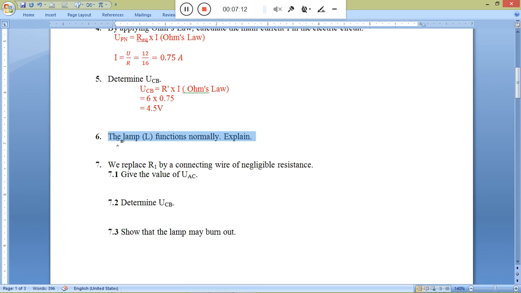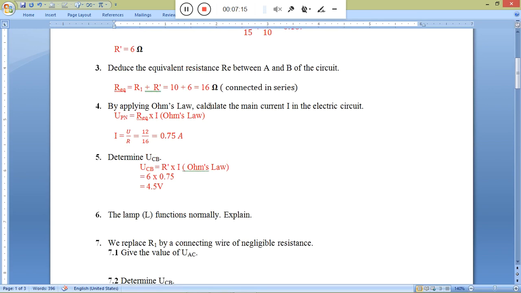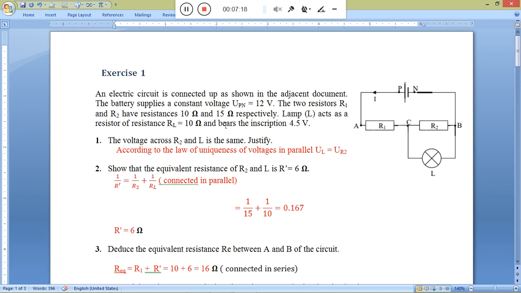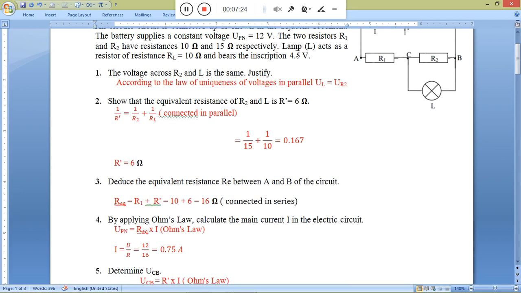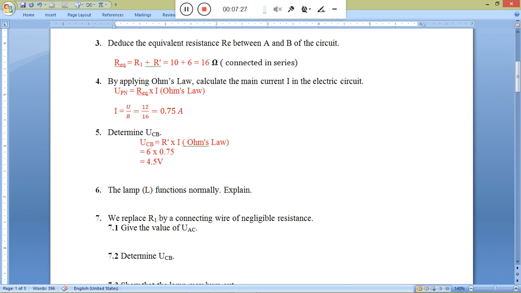The lamp L functions normally. How can we know whether the lamp functions normally or not? We just compare with its rated voltage. We can see here that it bears an inscription of 4.5 volts. This means that its rated voltage is 4.5 volts. So we say that the voltage of the lamp is equal to the rated voltage, 4.5 volts, so the lamp functions normally. We can also write it in words: the voltage of the lamp is equal to the rated voltage, but I wrote it like this for simplicity.